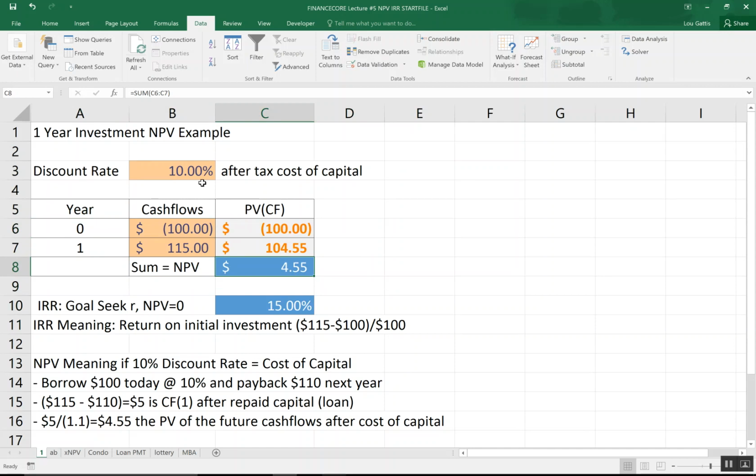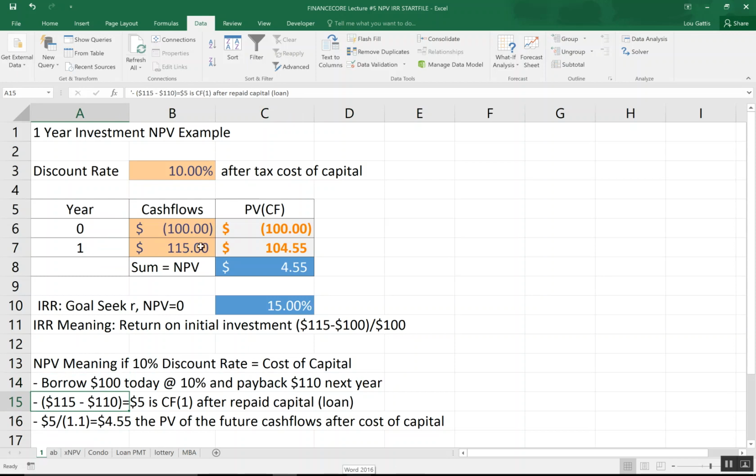You're going to borrow $100, in this case, from the capital providers. I should say get funded. When I say borrow, that implies debt. You're going to get funding for $100, and if the capital providers want a 10% return, that means you're going to have to give them $110 back next period. So if you borrow $100 today, you're going to have to pay back $110 next period.